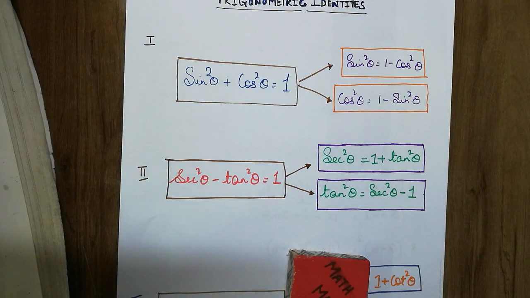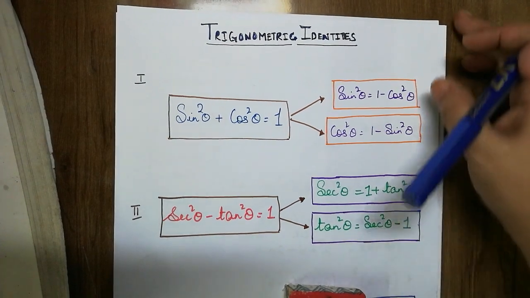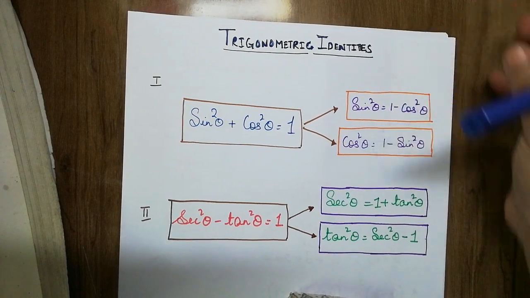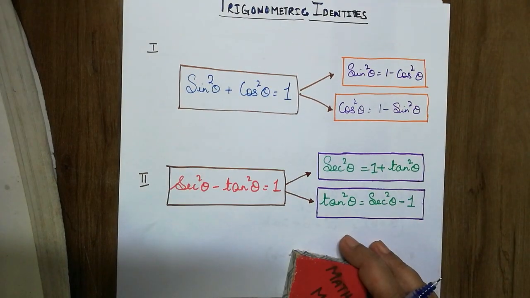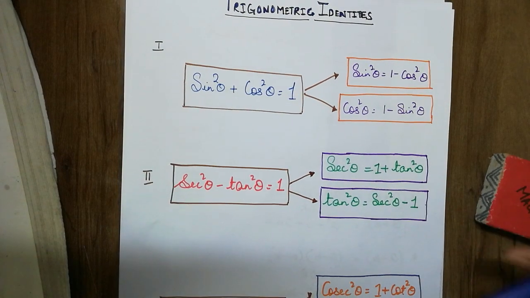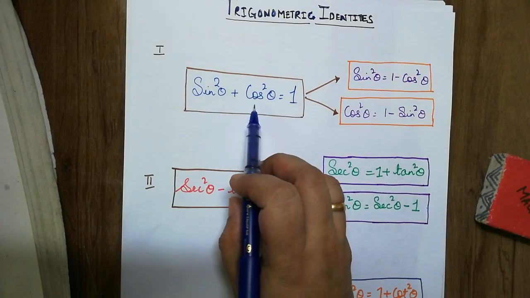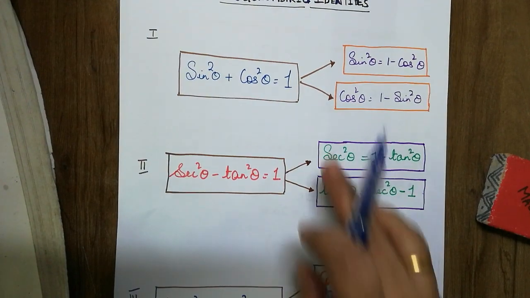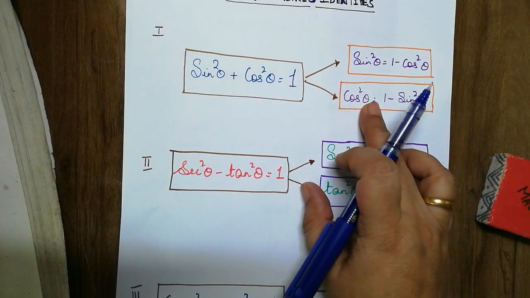Hello children, let us start working out sums on trigonometric identities. Before that, quickly we will have a review about trigonometric identities. So, first one, sin square theta plus cos square theta equal to 1. This can be written in these two formats.